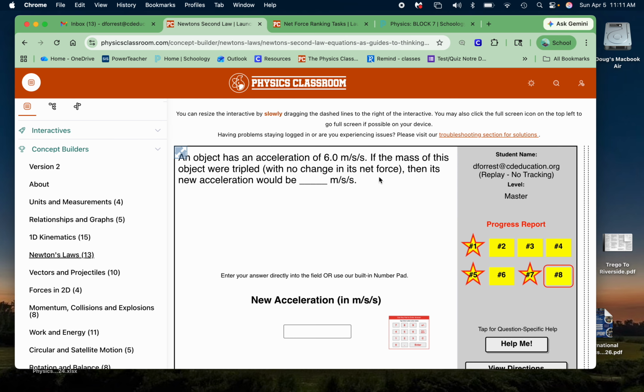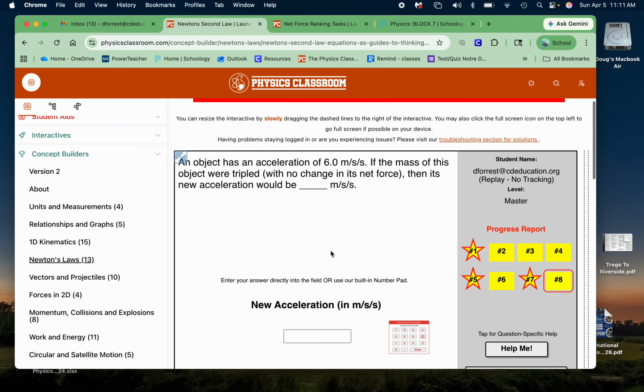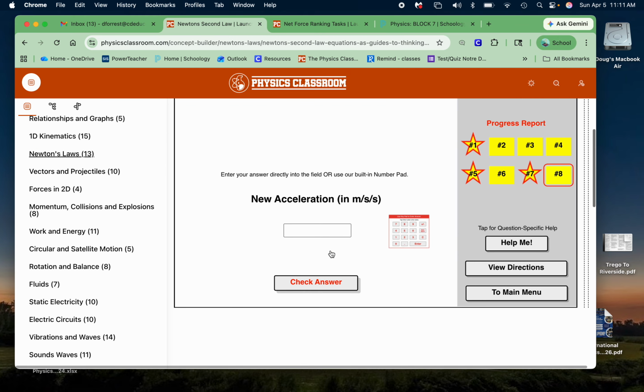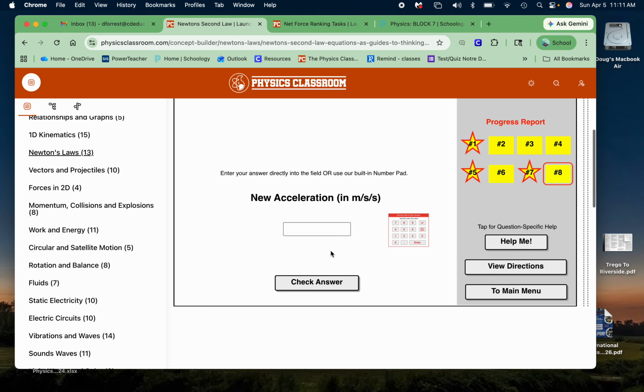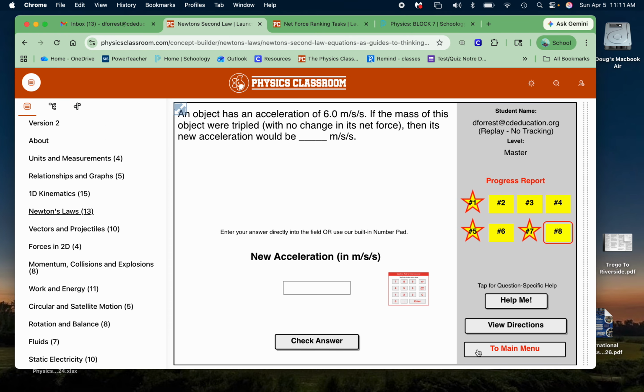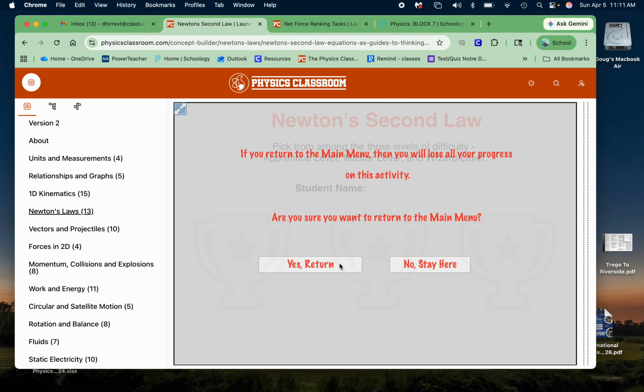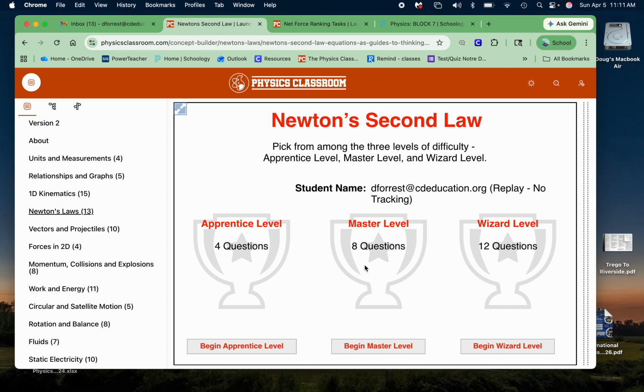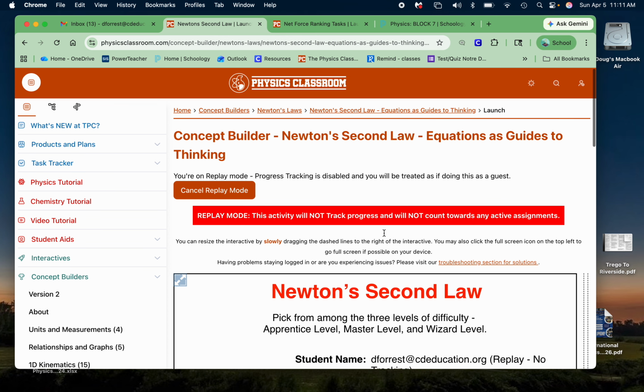I don't know if any of these have things where you are changing both of the factors at the same time. I know on the wizard level there are, so you'd have to think about changing both the proportions of the force and net mass. But I don't know for the master and the apprentice levels, which is what I've assigned, if you need to do that. So again, you can go back to the main menu. I'm going to return, it has not recorded things for me. You want to make sure you get that gold level here. So for the apprentice and the master completed.